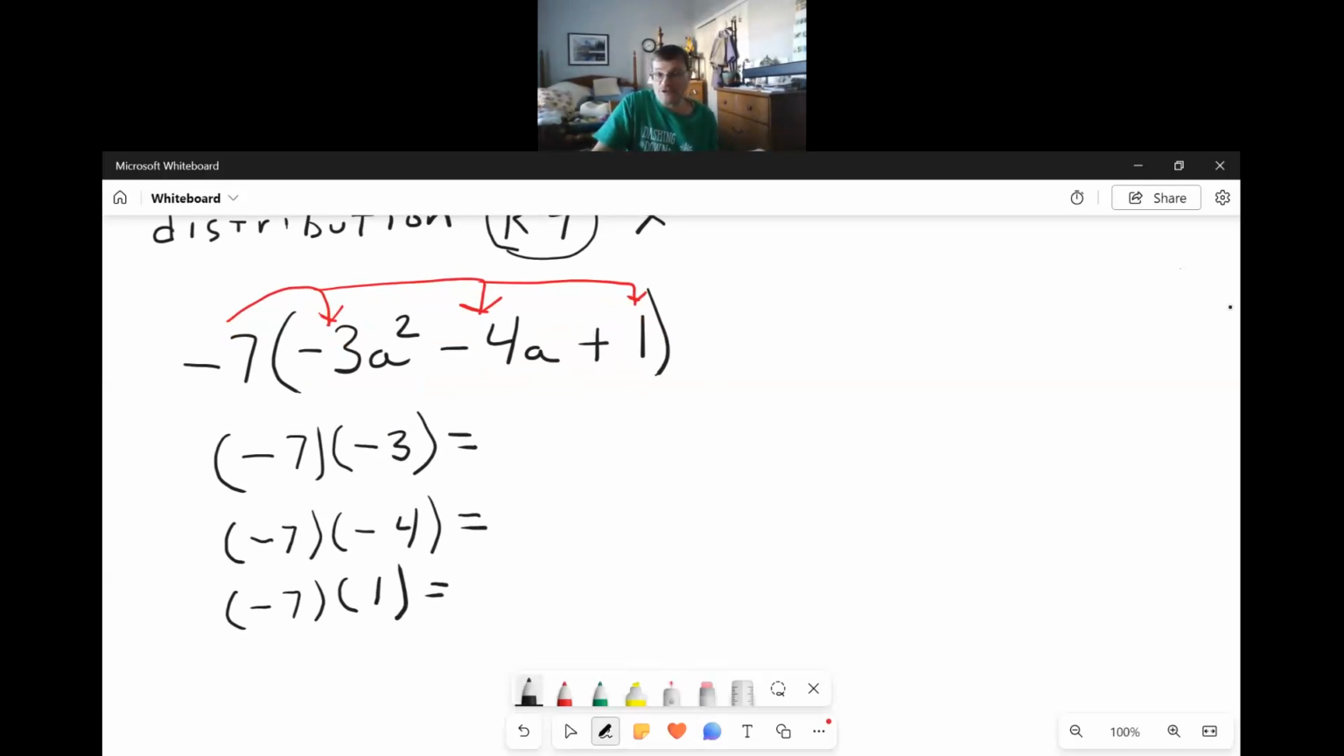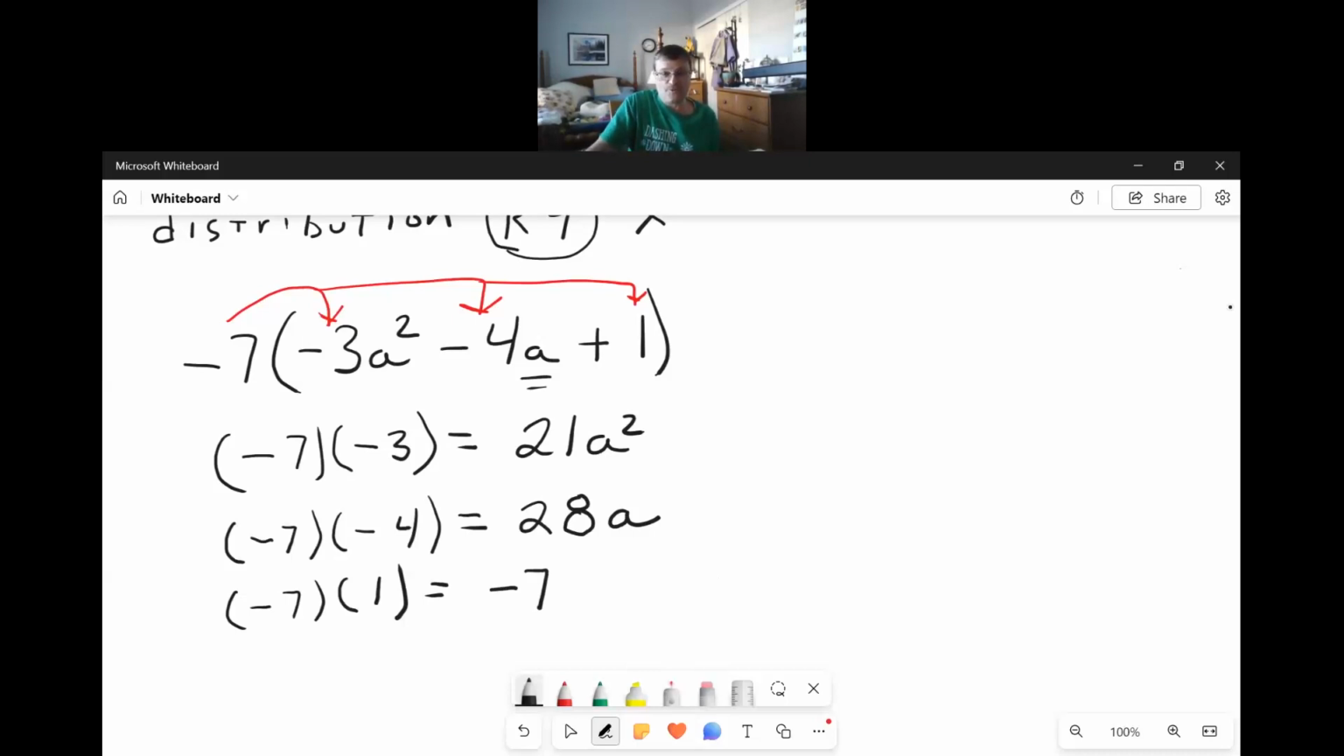Okay, negative times negative, this is rule 4. You're going to have a positive 21. Signs are the same, you get an automatic positive here. And then just bring in a squared and slap it on together as a product. Negative 7 times negative 4, signs are the same, so you're going to have a positive 28. And this is a here. Bring the a here. Slap it on together, and that's the end of that. And negative 7 times positive 1 is negative 7.